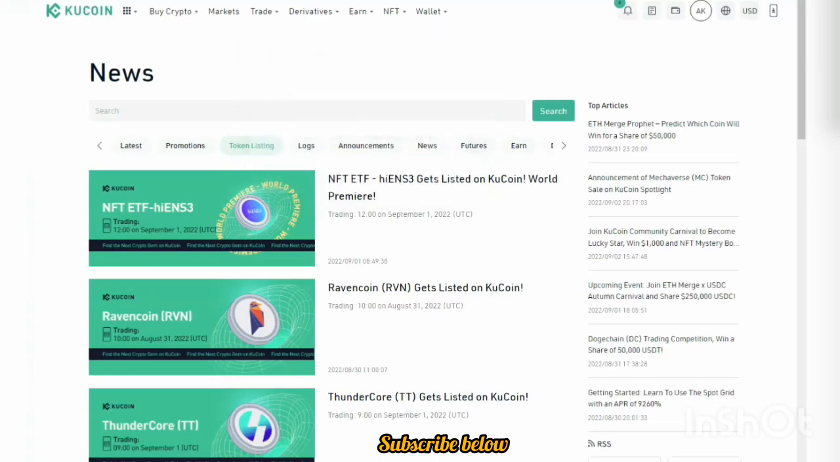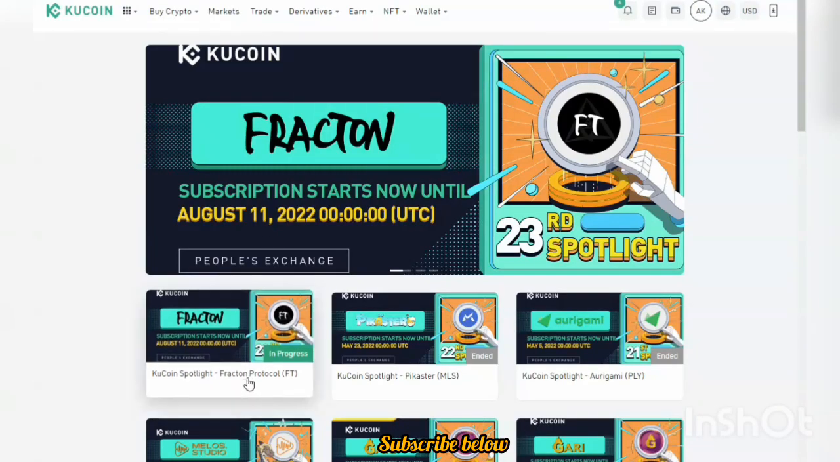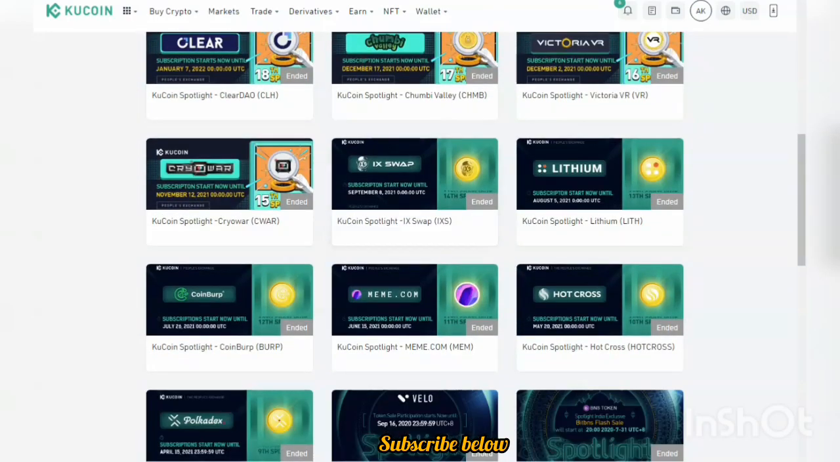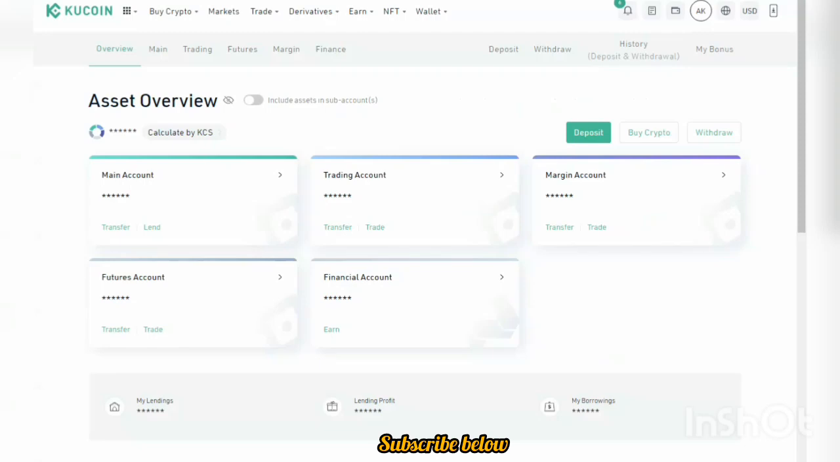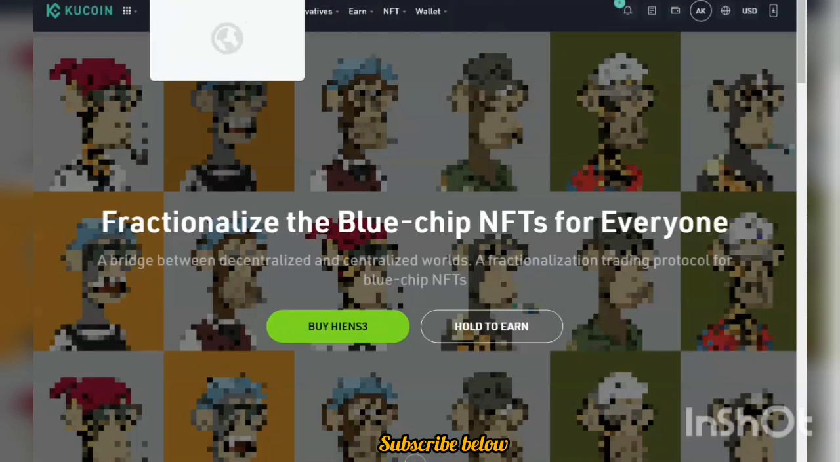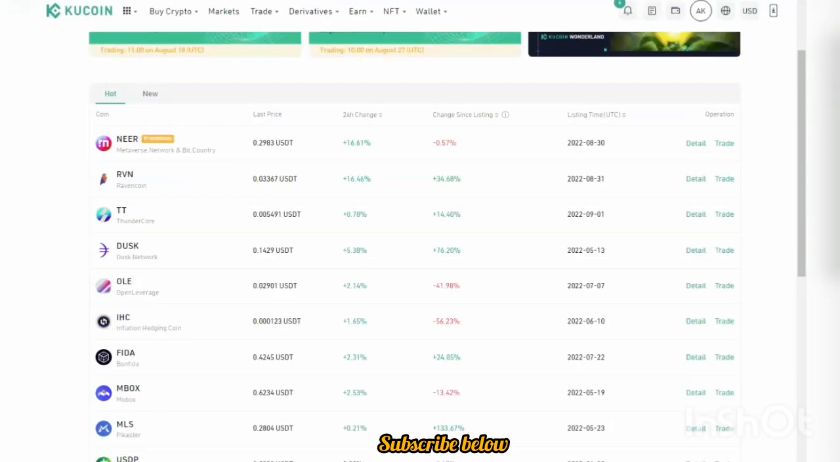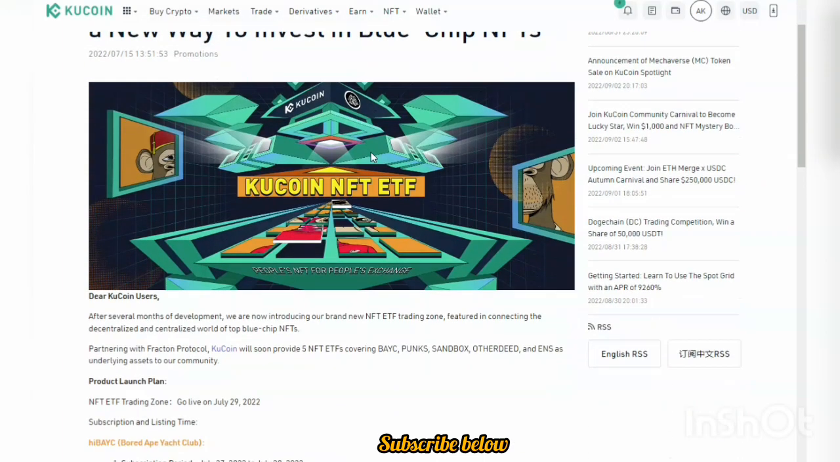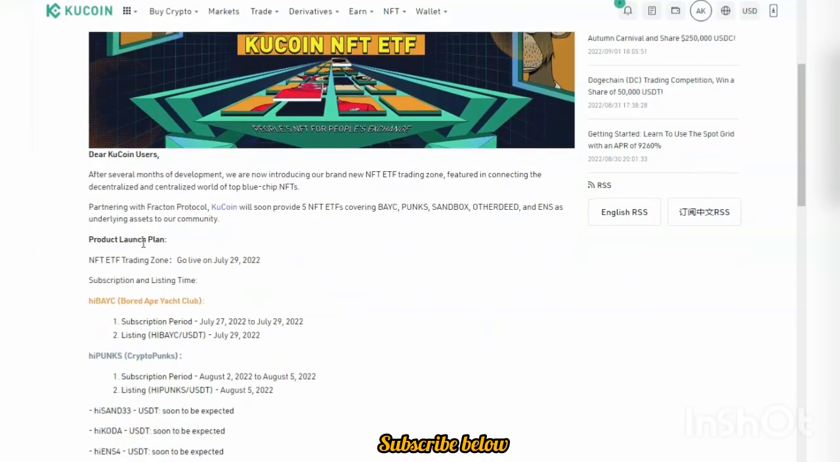So let's just go over to this announcement that talks about Kucoin. Now Fracton protocol made it through the Kucoin Spotlight. I know most of the projects that passed through the Spotlight made lots of returns for investors. Now we're just going to go over the article that talks about this ETF launch. Now it says here, Kucoin launches NFT ETF trading zone, a new way to invest in blue chip NFTs.